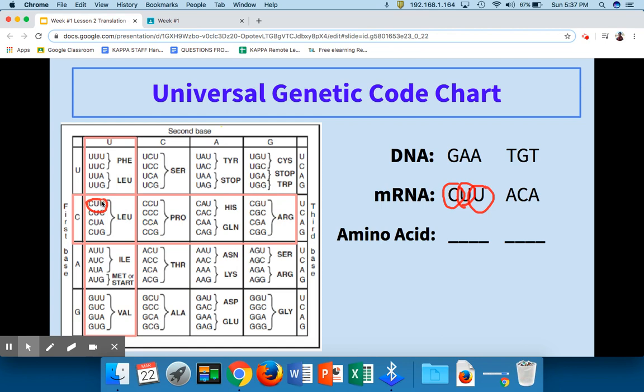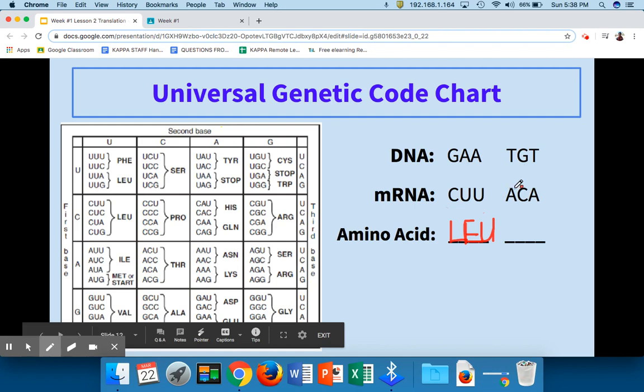Knowing that our mRNA is CUU and it's in this box, over here is where we find the amino acid. Your amino acid is represented by 3 letters. It's the beginning of the word for the amino acid. So for our first mRNA codon, the amino acid that is produced is LEU, which actually stands for the amino acid leucine.